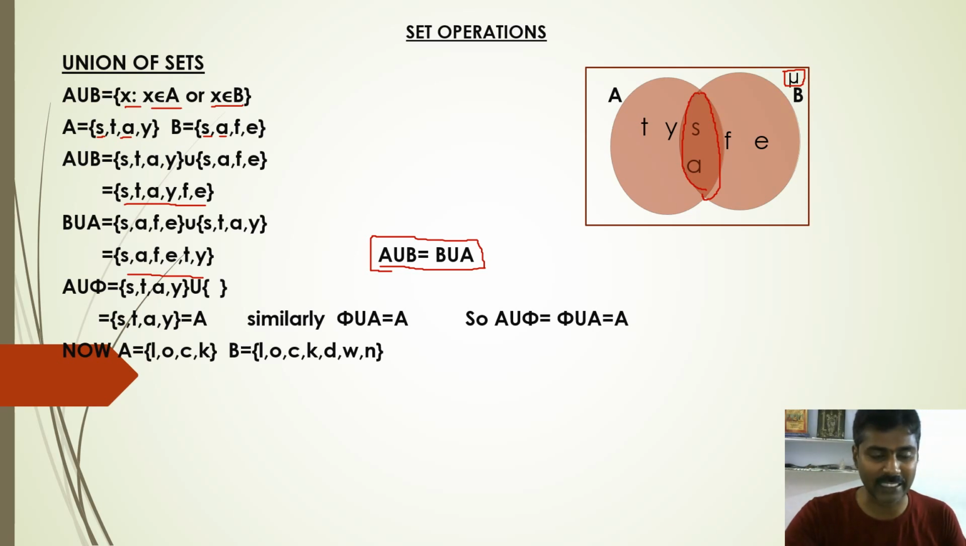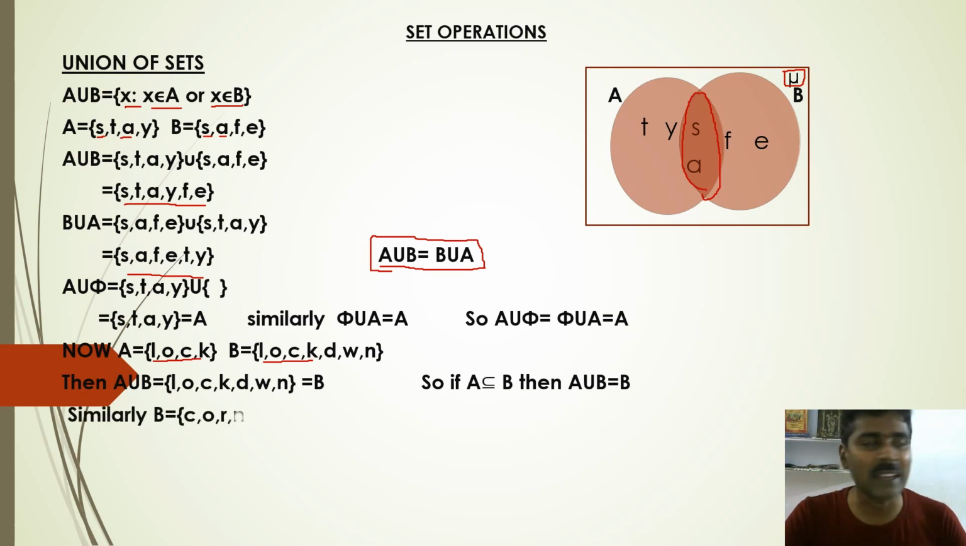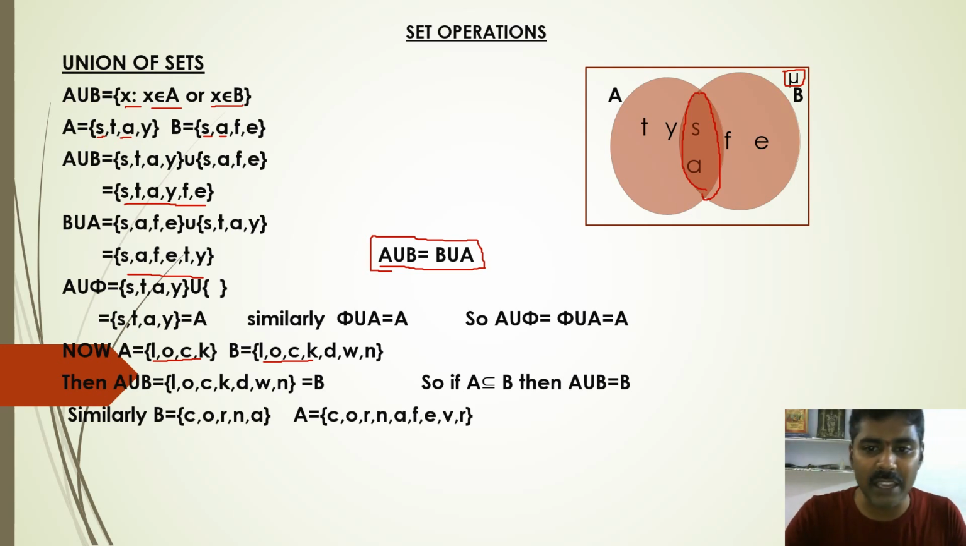Now another topic here. A is equal to the set of elements LOCK and B is the set of elements LOCKDOWN. Here what I mentioned is that all the elements of A are elements of B. Then we can say that A is a subset of B. If A is a subset of B, what happens with A union B? We will check that. A union B becomes LOCKDOWN, because we have to write all the letters. Doesn't that become B? If A is a subset of B, I can say that A union B becomes B.